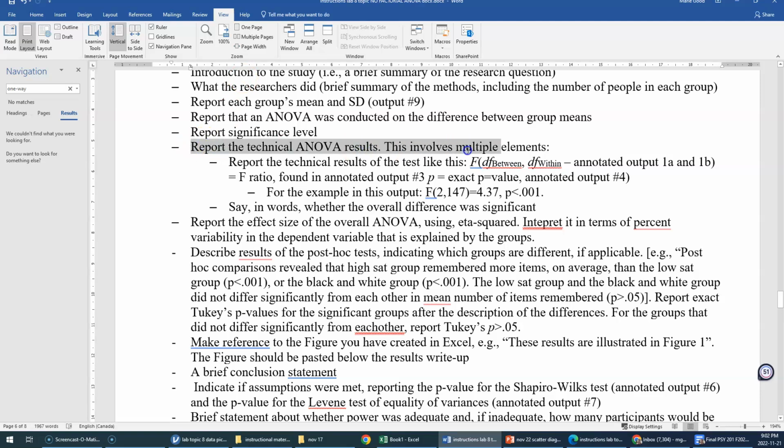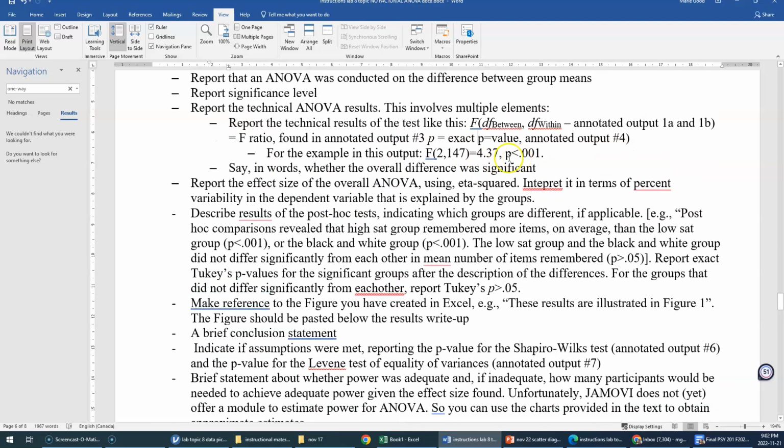Then you're reporting the technical ANOVA results, right? So similar to what we saw before in terms of the format, you are reporting F, and then in brackets, you're reporting the degrees of freedom. But this time, there's two types of degrees of freedom, right? There's the between groups degrees of freedom and the within groups degrees of freedom. So in the brackets, instead of, like for a t-test, reporting just one number for the degrees of freedom, here you're reporting first the between groups DF and then the within groups DF, and then close the brackets.